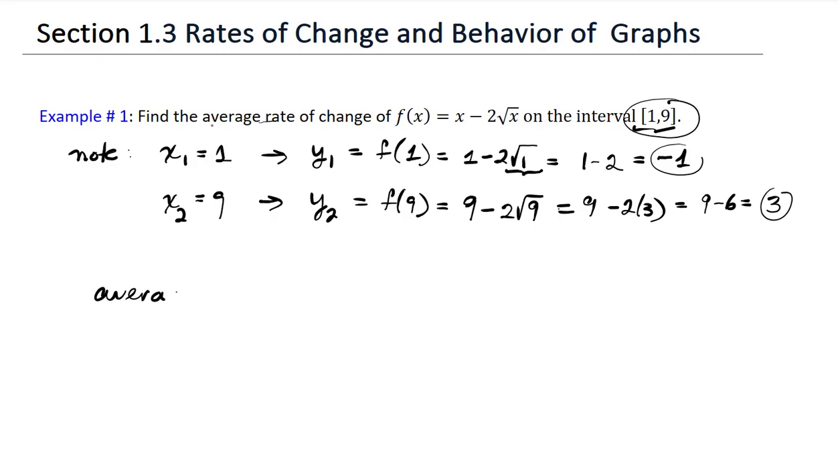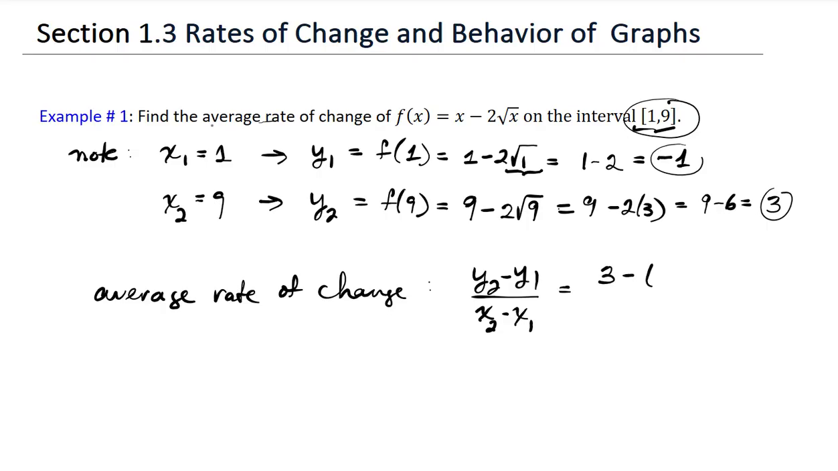So the average rate of change on that specific interval, again, is the difference of the output values divided by the difference of the input values. Making our substitution, y2 is 3, y1 is a -1. Divide that by x2, which is 9. Take away x1. And now simplify. You get 4 divided by 8, which is 1/2.